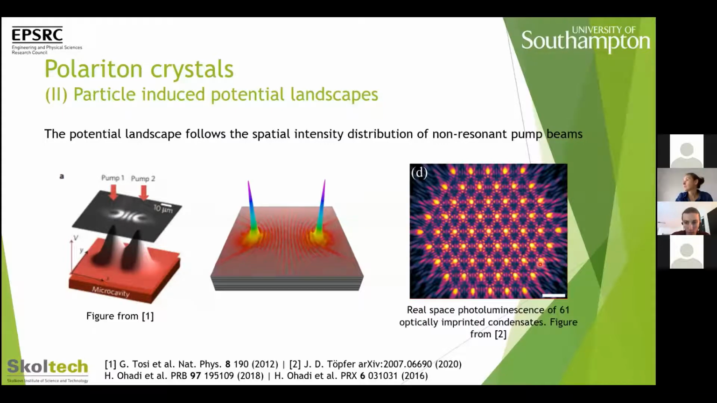But I do need to mention here that we do not need to be in the condensed state for these potentials to exist. The potential exists below threshold, but all of the results we'll show you from our work are conducted just above the condensation threshold, because that way the polariton occupation is high enough that we can use the photoluminescence across the system to characterize the various different potential landscapes quickly.